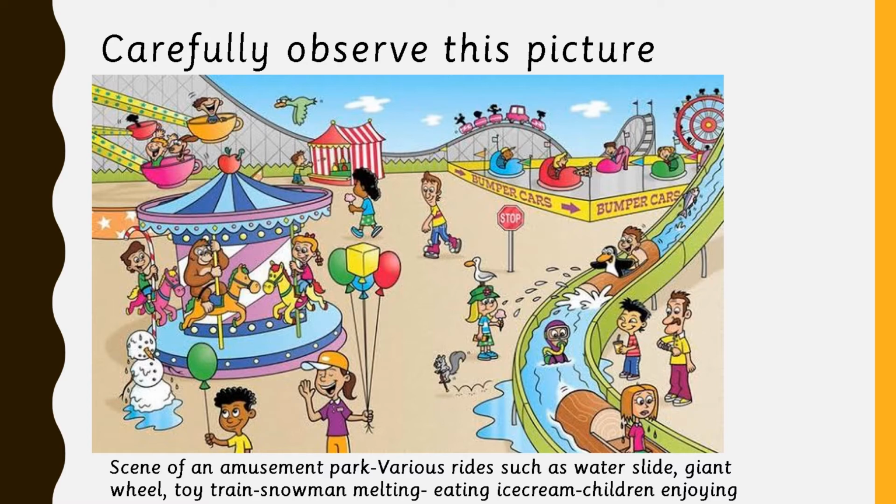Yes, so the clues are as follows. Scene of an amusement park, various rides such as water slide, giant wheel, toy train, snowman melting, eating ice cream, children enjoying. So do you get a fair idea of what this picture is all about? Yes, this picture is a scene of an amusement park.